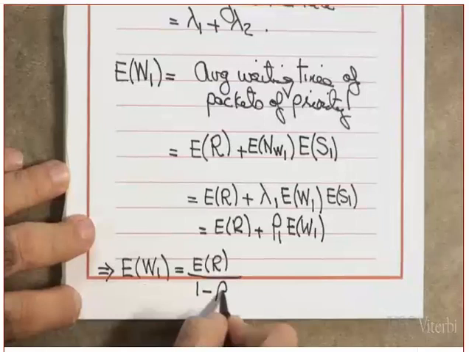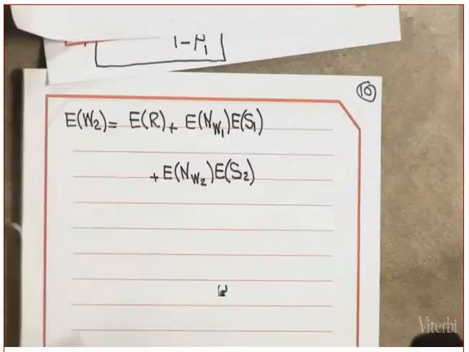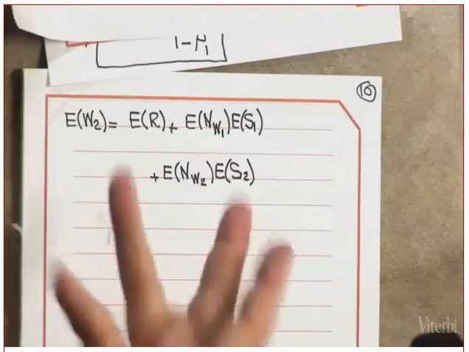Which means E of W2 is E of R minus rho 1 E of R. So this one will cancel and you end up with E of R divided by 1 minus rho 1 minus rho 2 times 1 minus rho 1. Clear?